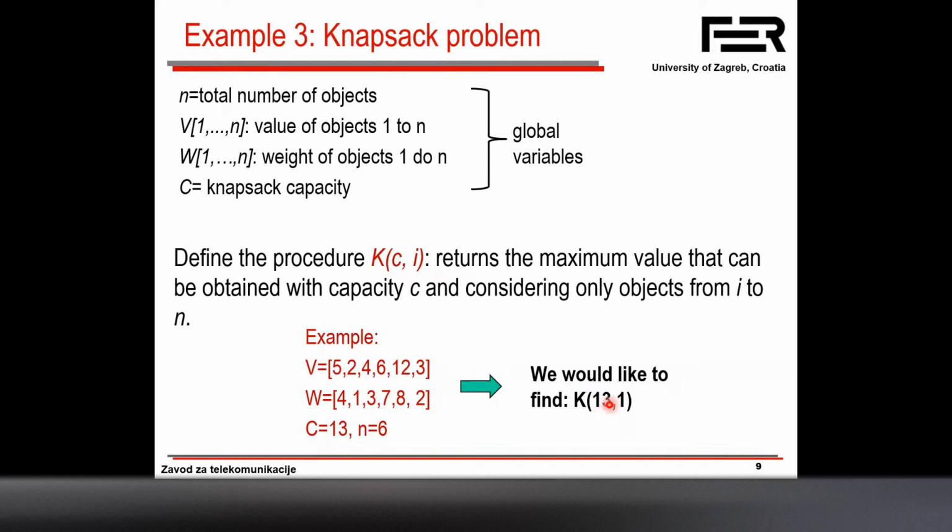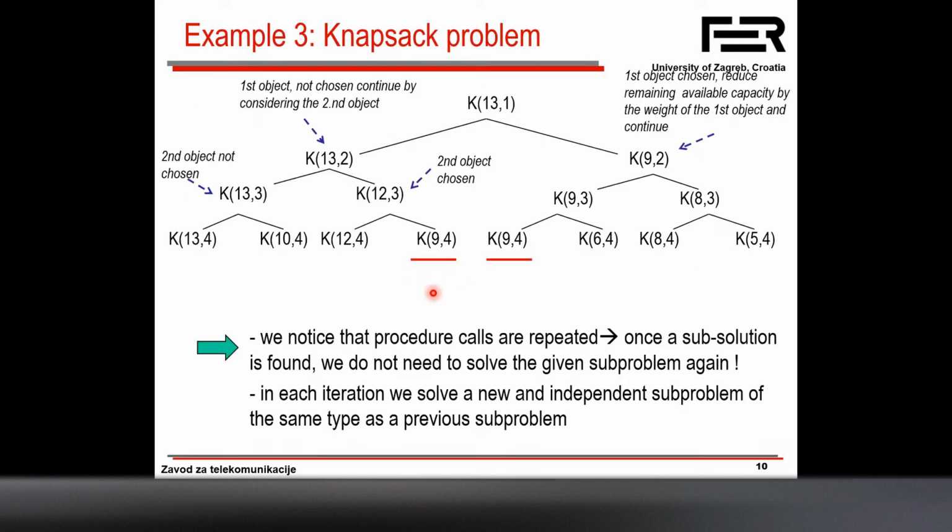So my capacity is 13, and I'm considering all objects from 1 onwards. I still haven't made a decision about the first, second, third, fourth, fifth, or sixth object. N is equal to 6. Okay, so I'm defining this general procedure. Now, if I write it out like this, that would be my original problem.